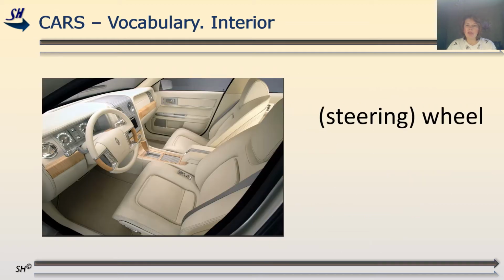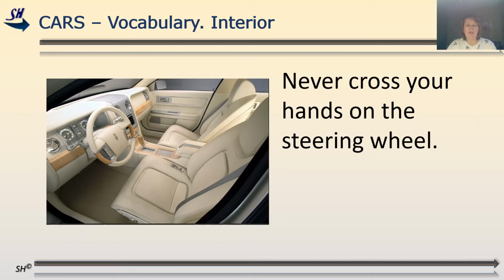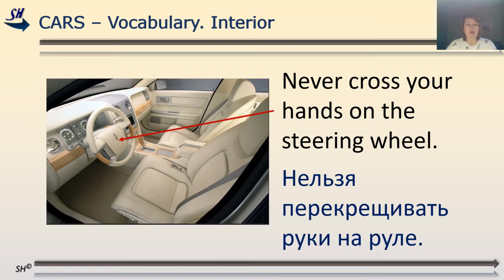Then, of course, you see the steering wheel, or just the wheel. This is the round thing that you move to make your car go to the left or to the right. For example, we can say, never cross your hands on the steering wheel because it's not safe. Like this, you will not feel comfortable when driving a car.